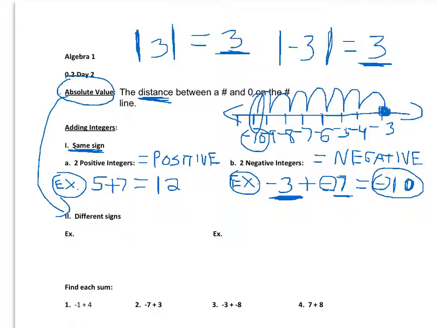So if you had negative 3, it's like you're saying, okay, I owe you $3. If you have negative 7, I owe you $7. So if I owe you $3 and then I owe you $7, I'm $10 in debt. So in all, I owe you $10.